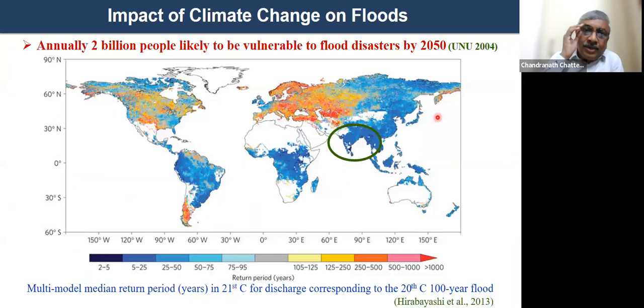If we have a look at the impact of climate change on floods, this is a global picture of how climate change is going to impact floods. Let us concentrate on these blue areas, blue and dark blue. It simply tells that what used to be a 100-year return period flood in the 20th century will now become a 2 to 5 year return period flood in the 21st century. That simply means that the very dangerous floods will now occur more frequently. So a third of the world's population will be subjected to the most devastating floods very frequently. That is a cause of concern.